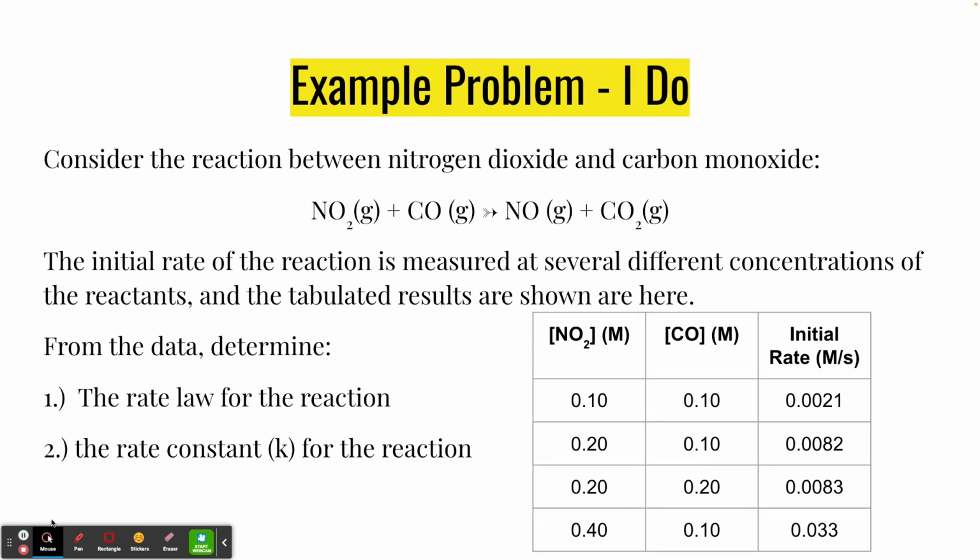Okay, our final slide of the day, which is: consider the reaction between nitrogen dioxide and carbon monoxide. So NO2 plus CO yields NO plus CO2. The initial rate of the reaction is measured at several different concentrations of the reactants, and it is tabulated, and the results are shown here. From the data, determine the rate law for this particular chemical reaction and the rate constant K for the reaction.